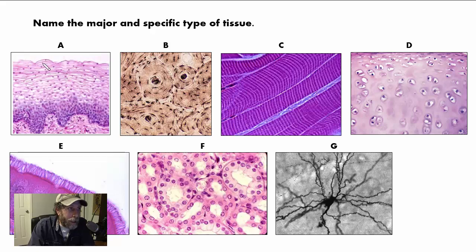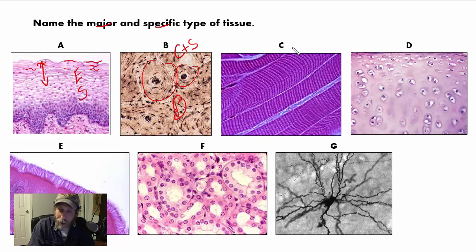So we're looking in this kind of region for this type of cell. So we want the major and the specific type. So what is the major type? Epithelial, right? What is the specific type? Squamous, all right? Notice all these squished cells up here, flattened cells. Okay, so there we go. Let's move on to B. What's the major type of tissue here? Connective and supporting. Okay, and what is the specific type? Well, how could you miss it? The tree trunks, right? This is bone.